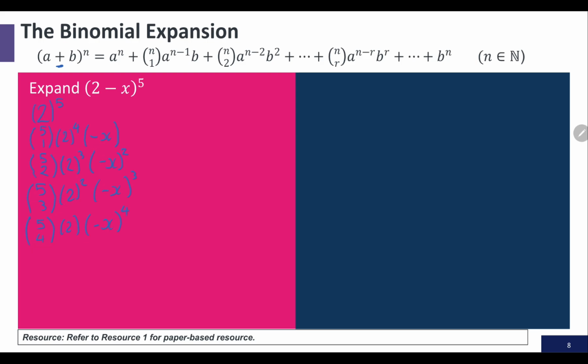And the final term is always going to be b to the n, looking at the formula. So minus x to the power of 5. So we're going to try and calculate each one of these. Now I'll be using my calculator to calculate these. That's going to stop any small mistakes creeping into my work.